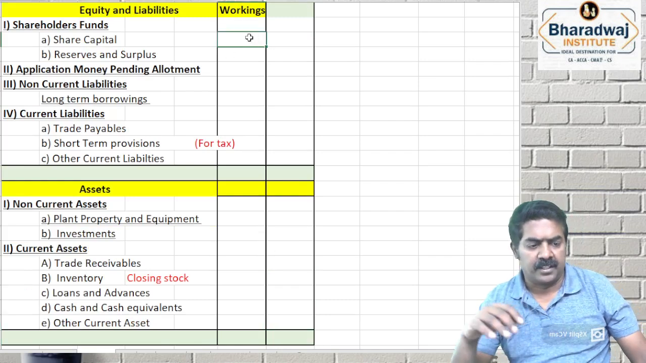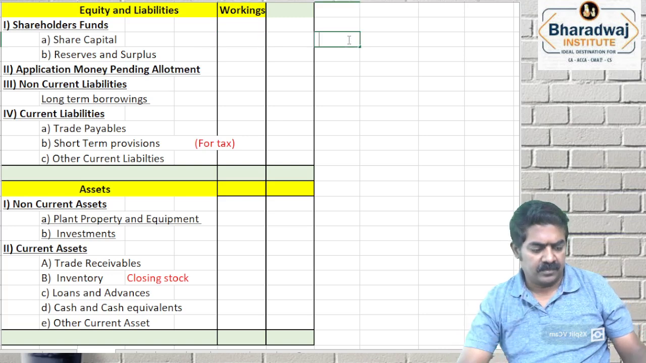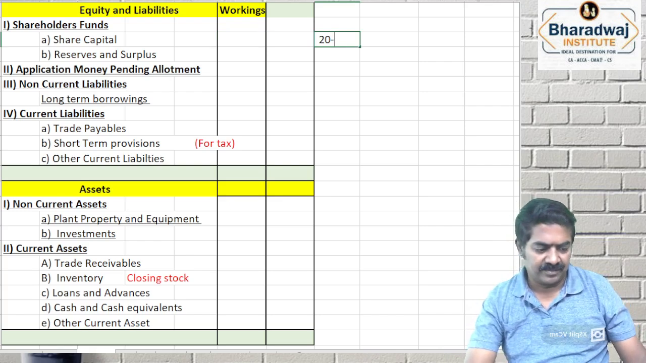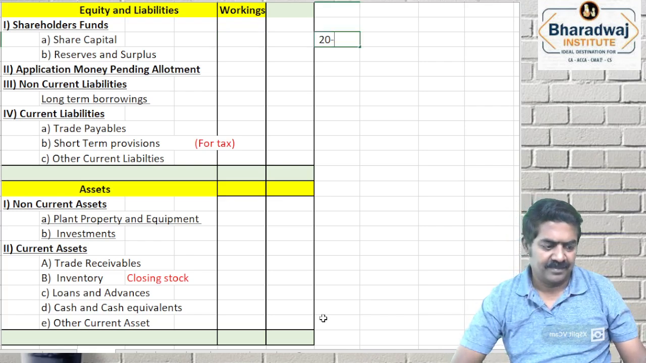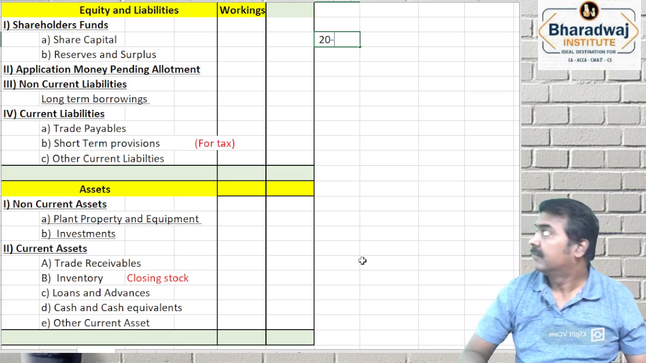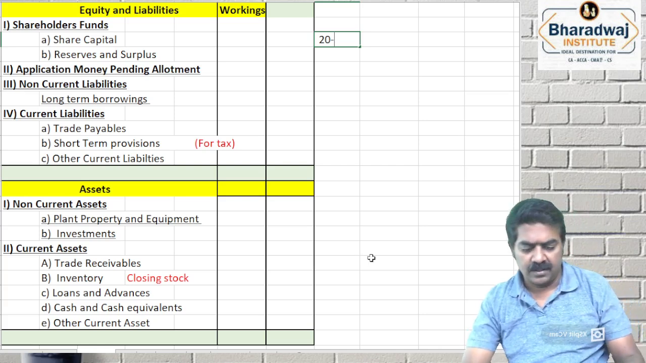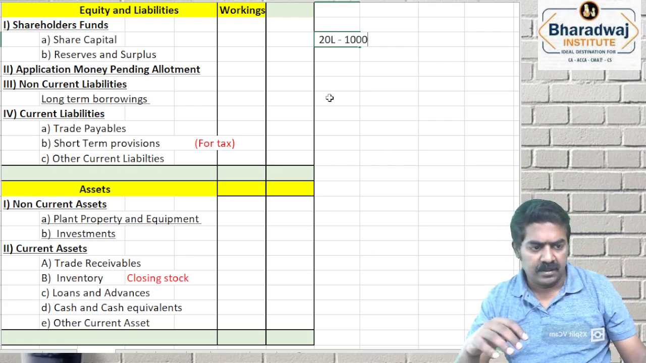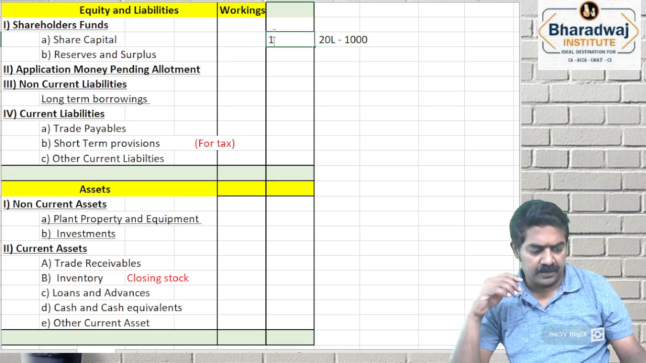What will come in share capital? 19 lakh. In examination, do the working note. Here it's okay. ₹20 minus 10,000. 19,90,000.